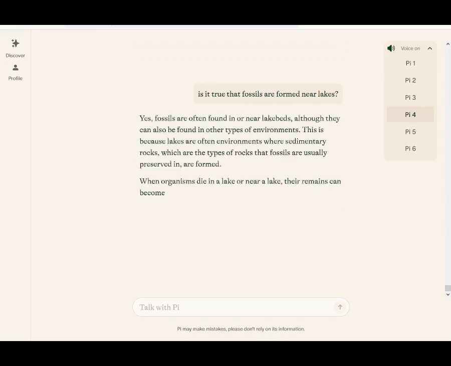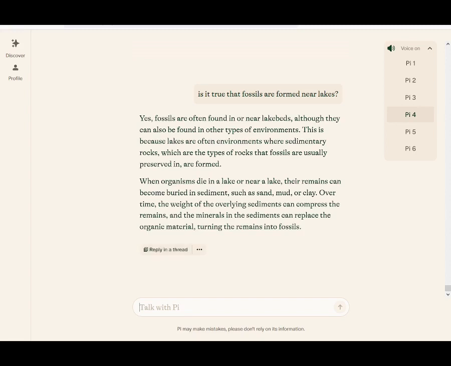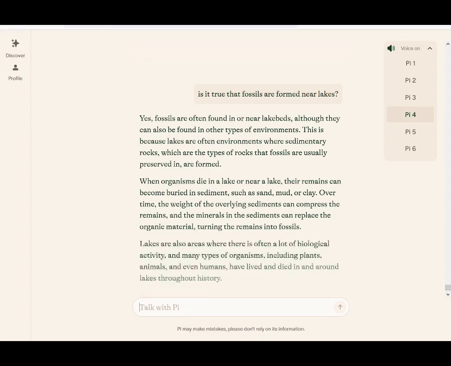Yes, fossils are often found in or near lake beds, although they can also be found in other types of environments. This is because lakes are often environments where sedimentary rocks, which are the types of rocks that fossils are usually preserved in, are formed. When organisms die in a lake or near a lake, their remains can become buried in sediment, such as sand, mud, or clay. Over time, the weight of the overlying sediments can compress the remains, and the minerals in the sediments can replace the organic material, turning the remains into fossils.